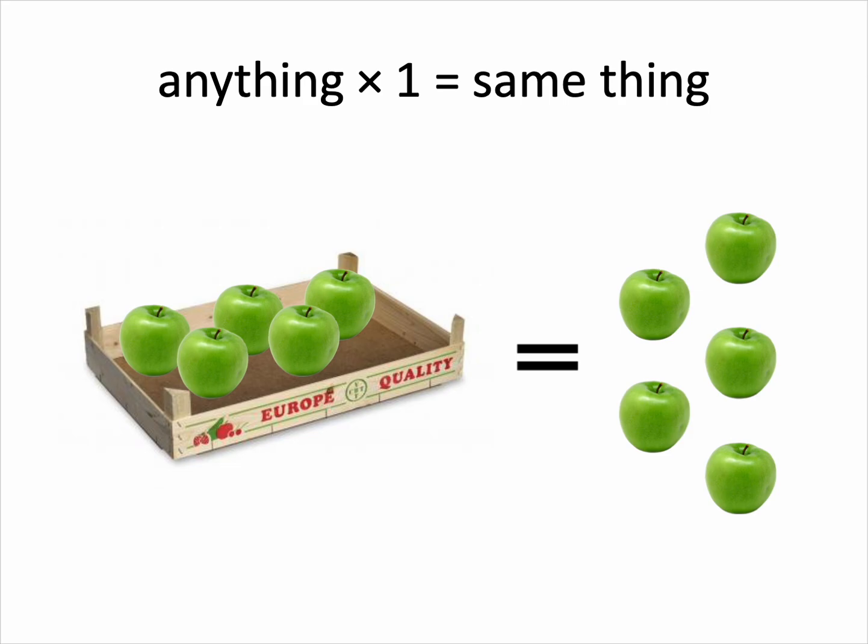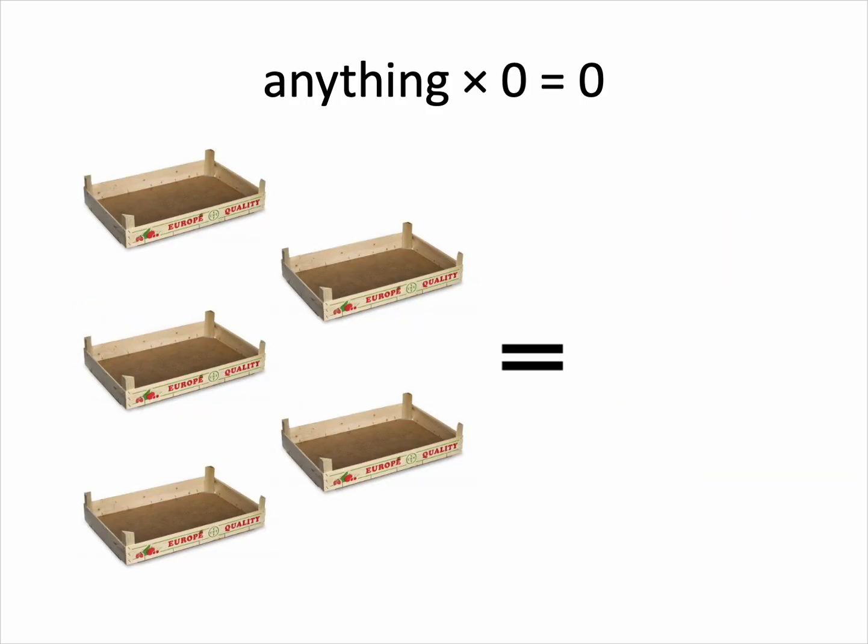Okay, now my second rule, which is also quite easy. Anything times 0 is 0. If I have 5 boxes, all of which contain no apples, then I have no apples. So this is illustrating that 5 times 0 is 0. Okay, so the first 2 rules seem quite simple. Multiplying by 1 leaves it the same. Multiplying by 0 makes it 0.